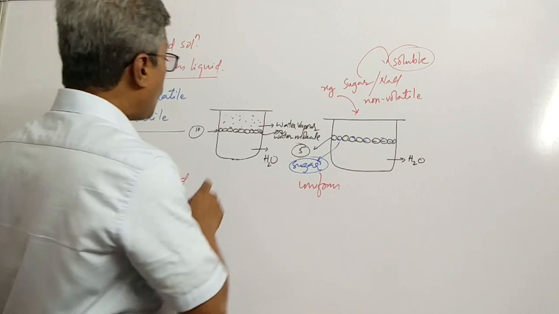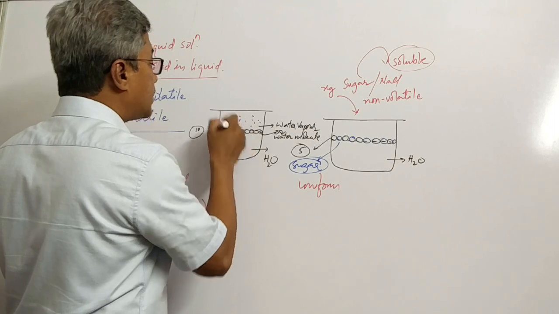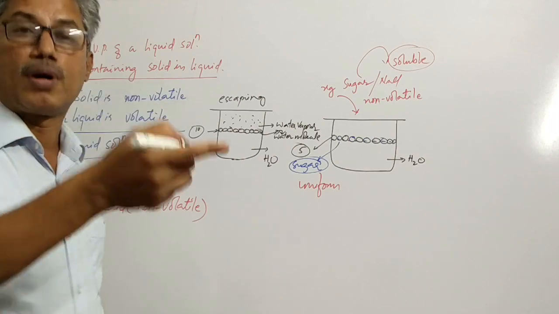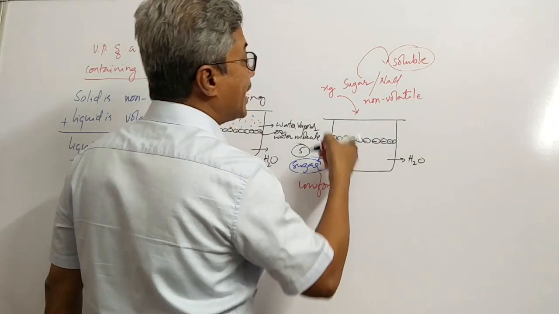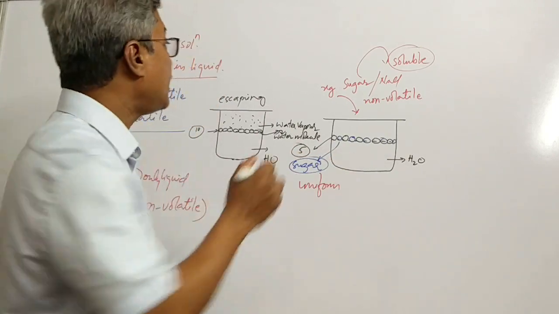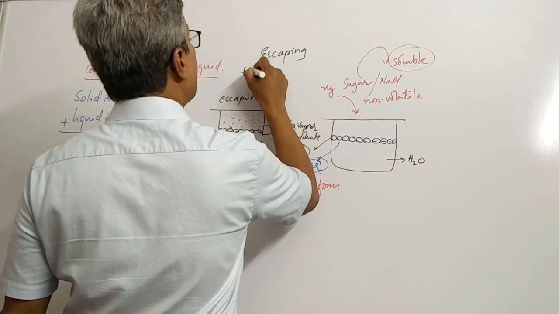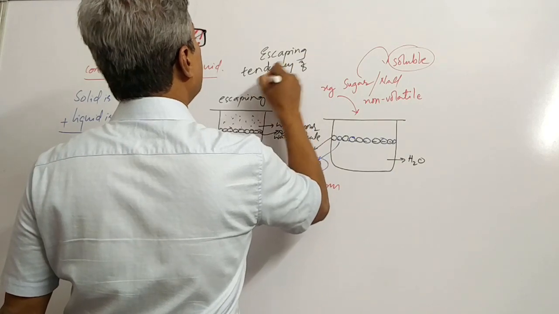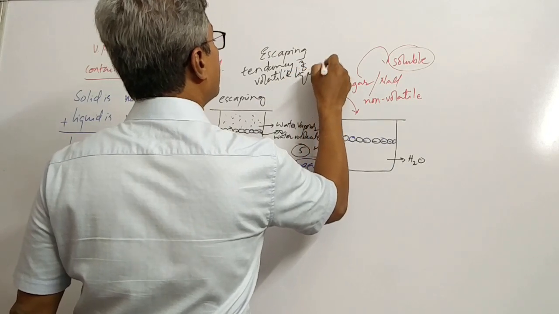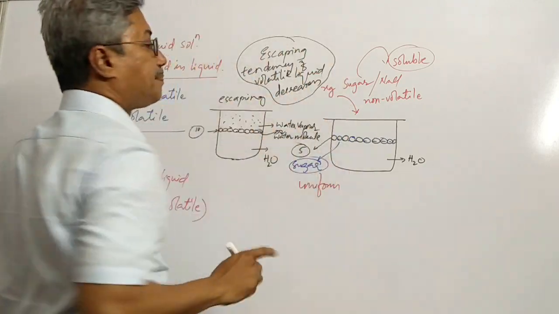Clear? Okay. Now what we notice is that the number of water molecules escaping into the upper part were more here, and the number of water molecules escaping are less here. That means in the solution the escaping tendency of volatile liquid decreases. This is very much important.